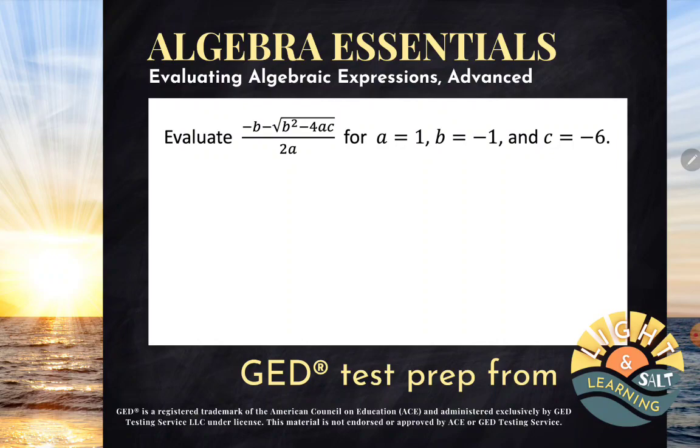Now I'm going to say the quantity of, because I'm going to take all this thing, but negative b minus the square root of b squared minus 4ac, all of that, all over 2a. For a equals 1, b equals -1, and c equals -6. The reason I chose this particular ugly looking thing is because you're going to see similar things like this by the end of this unit.